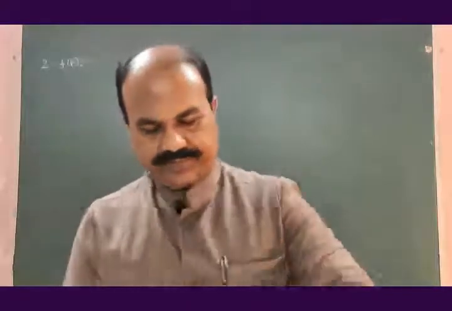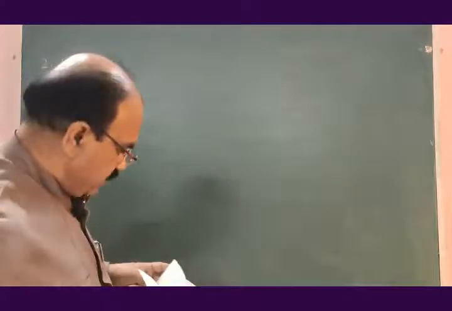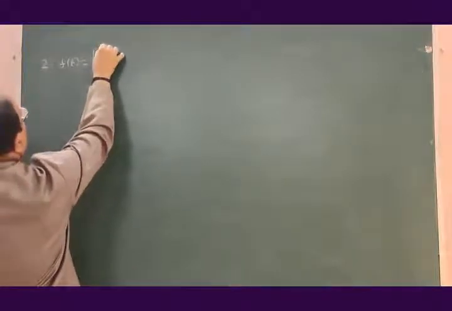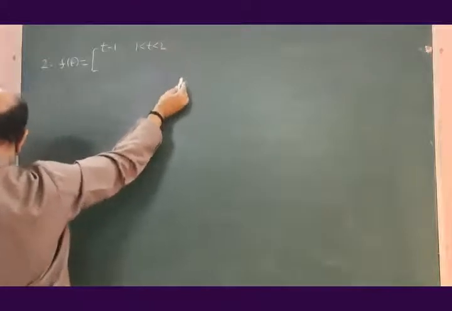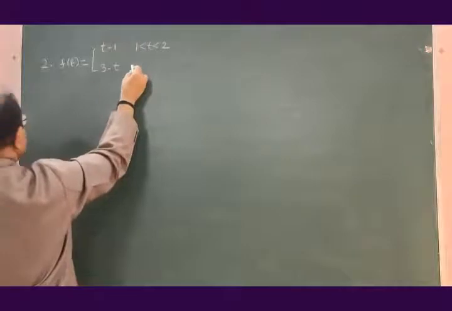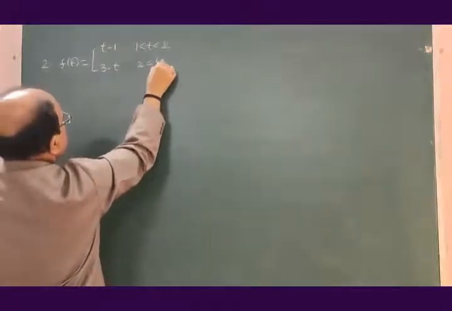And the third problem is f of t is equal to t minus 1 for 1 less than t less than 2, 3 minus t for 2 less than t less than 3. f of t is equal to t minus 1 for the condition 1 less than t less than 2 and 3 minus t for the condition 2 less than t less than 3. And let us see how to solve this.